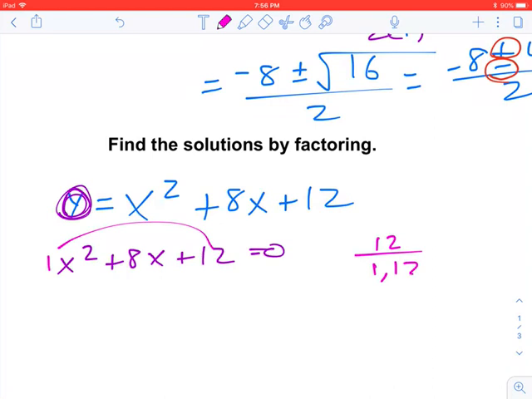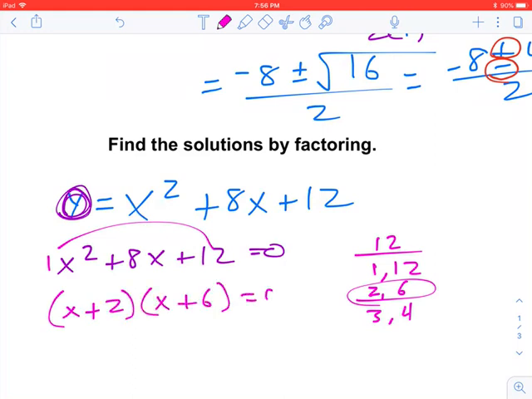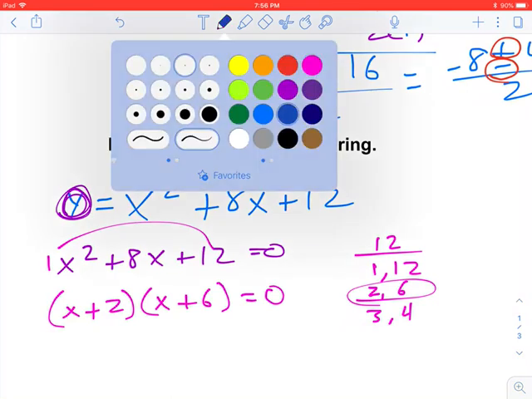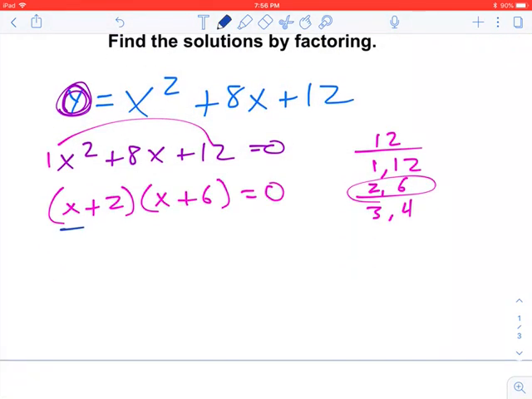1 and 12, that doesn't work. 2 and 6, 3 and 4. And so 2 and 6 are the only ones that give me 8. And so I'm going to use the shortcut, x plus 2, x plus 6 equals 0. But I'm not done because it's equal to 0. I set each of these equal to 0 separately. So x plus 2 equals 0, x plus 6 equals 0.